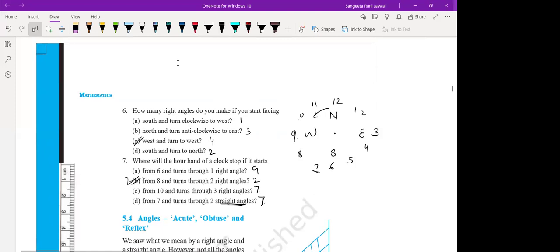Okay, there's another question here. How many right angles do you make if you start facing south and you turn clockwise to west? The directions are here: north, south, east, west, and the clock timings are here. So how many right angles do you make if you start facing south and you turn clockwise to west? Ma'am, 1. Yes, 1 right angle. South to west, 1.